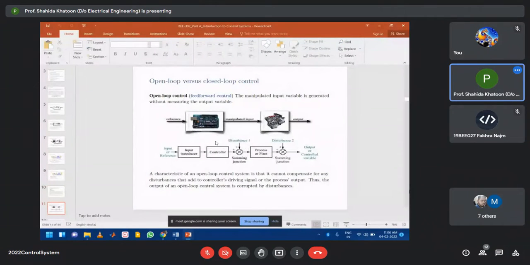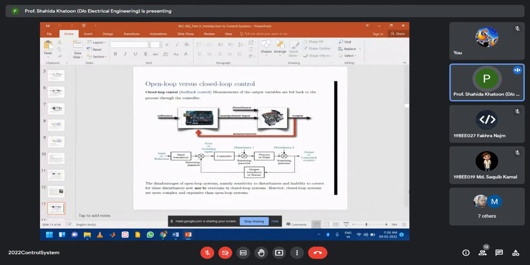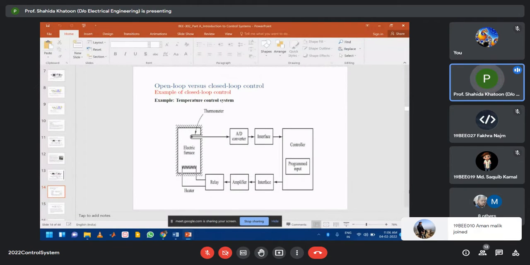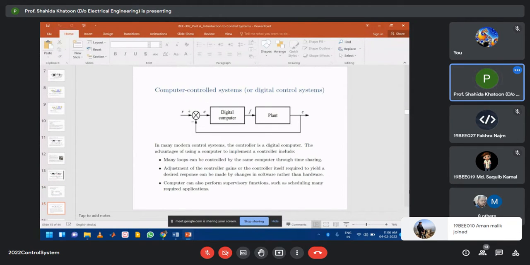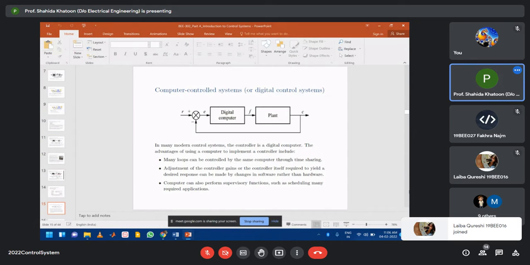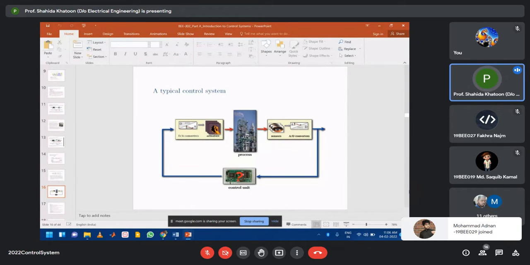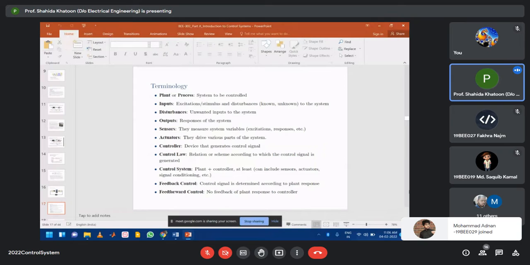This also we had done. Open loop versus closed loop. Toaster example we had given. Temperature control systems we had discussed. Then the next thing is computer controlled system or digital control system. So in this, a digital computer works as a controller. This also we had done. And this is a typical control system of an industrial process.